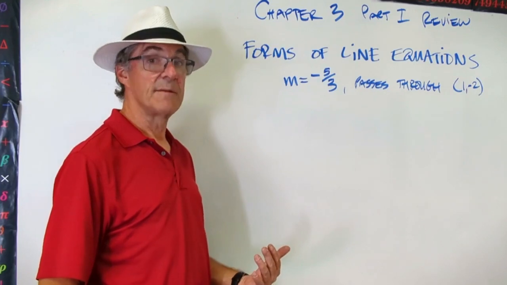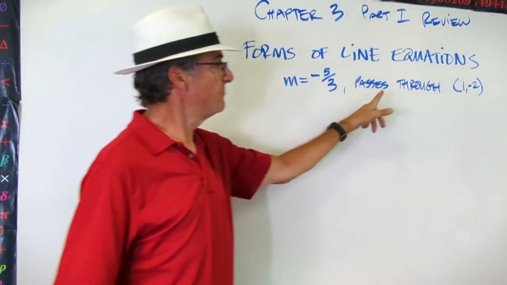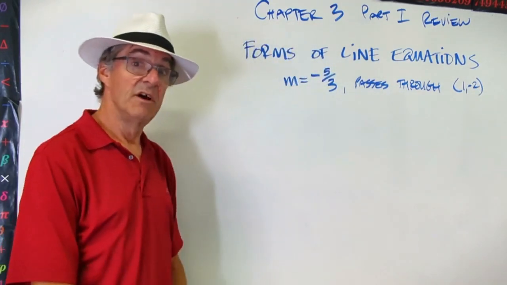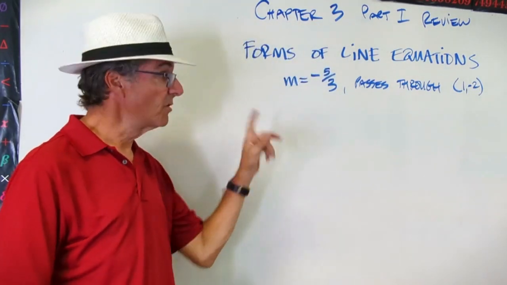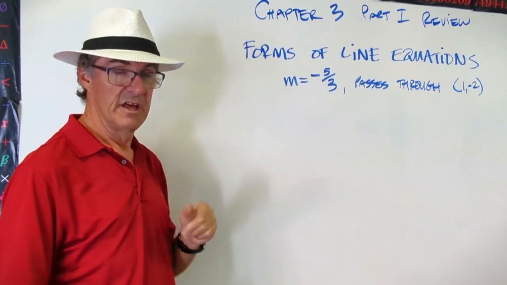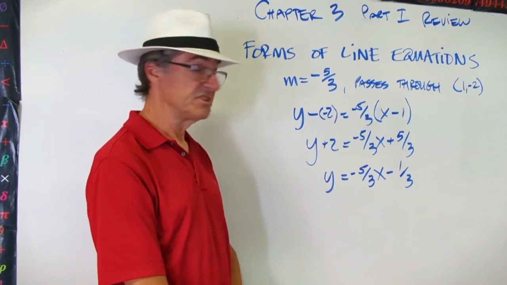Here's another type of problem you might get. I have a line with a gradient of minus 5/3, and it passes through the point 1, negative 2. Go ahead and pause the video, see if you can use the equation form that relates to this from the last board and find that line equation. And I'm going to say, let's find it in gradient intercept form. Okay, let's see how you did.